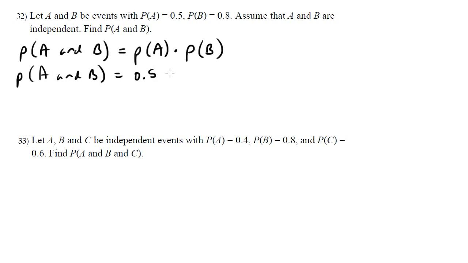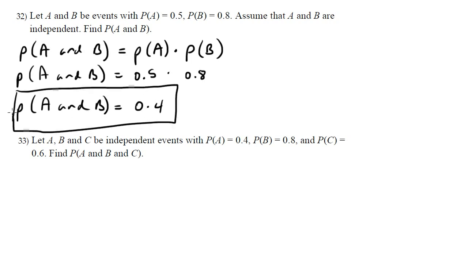Probability of A is 0.5. Probability of B is 0.8. So the probability of A and B is 0.4. 0.40 you can say, but still 0.4.